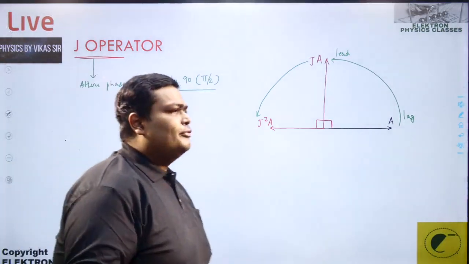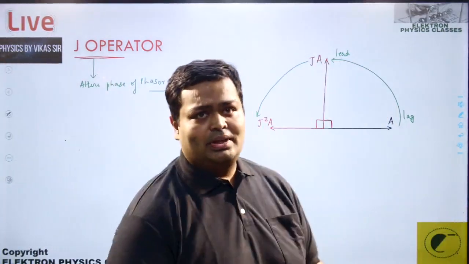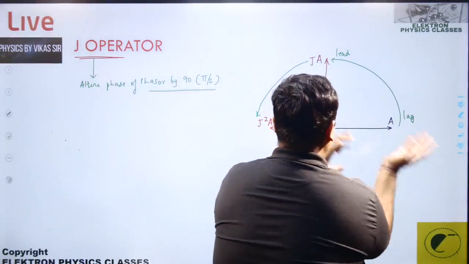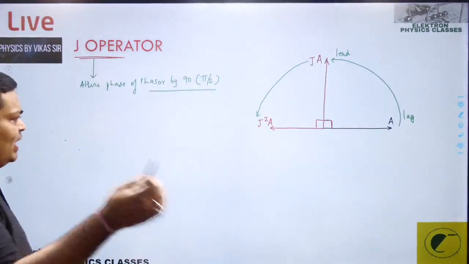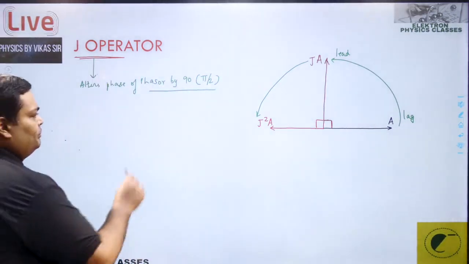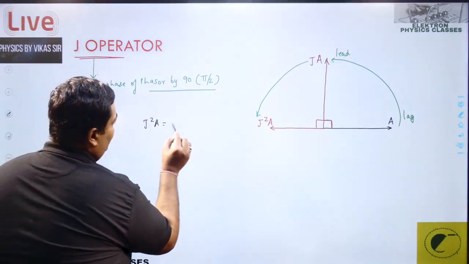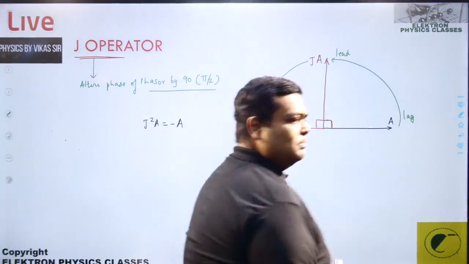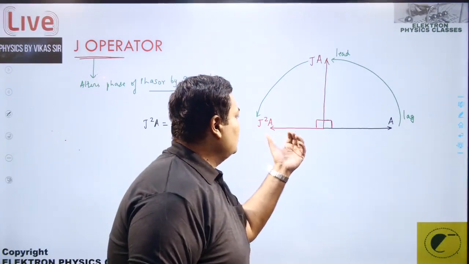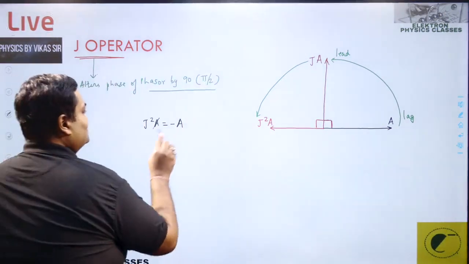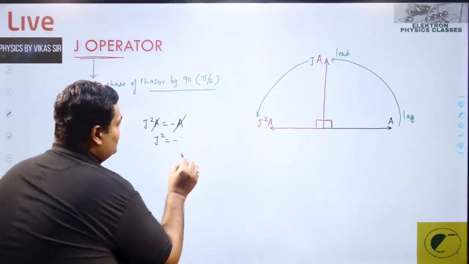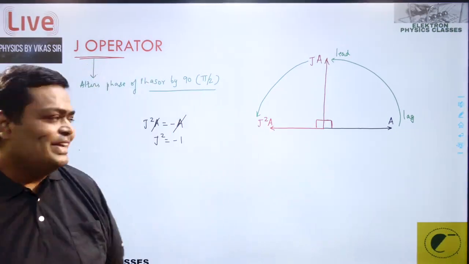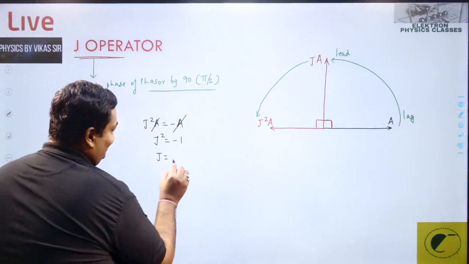Now see, if you analyze this like a vector, this vector is opposite to this, anti-parallel. Which allows me to say that J square A should be minus of A. Too cool, too simple. So J square A is equal to minus of A. So A gets cancelled, and J square becomes minus 1. It's like complex number algebra, mathematics once again. So what is J? That's root of minus 1.